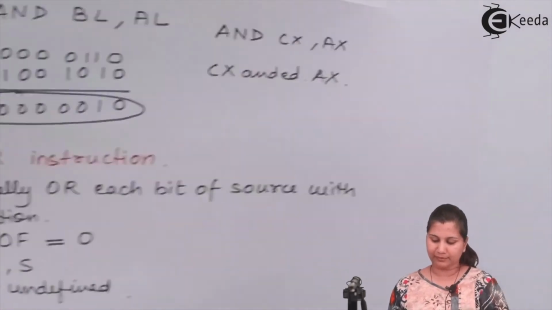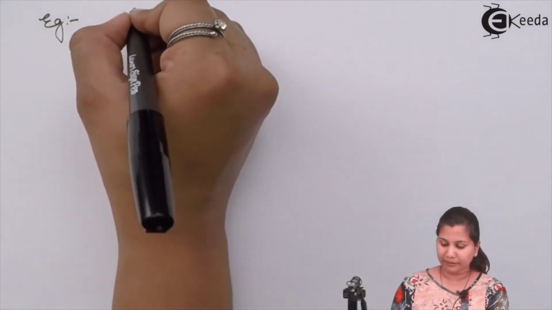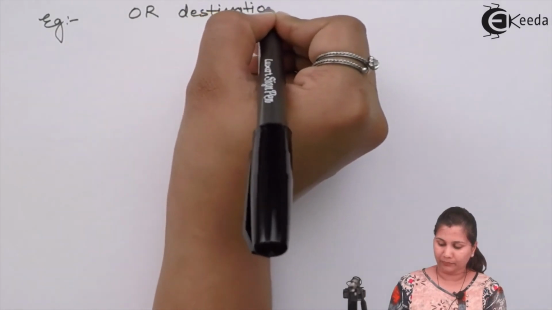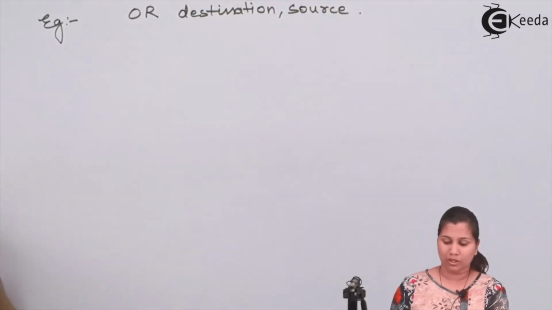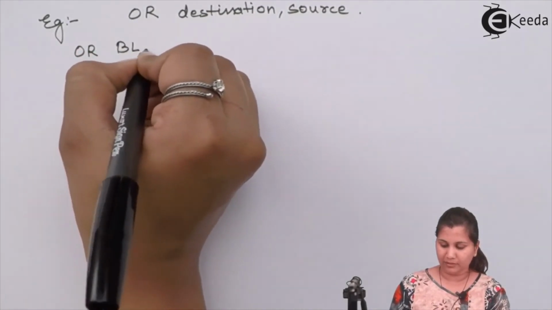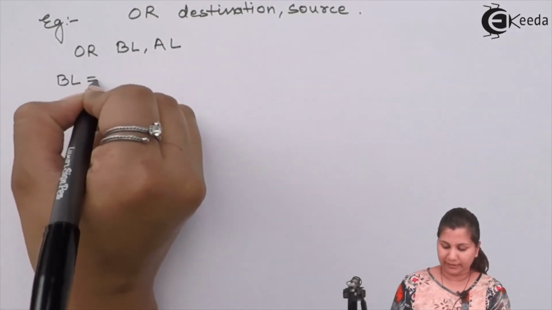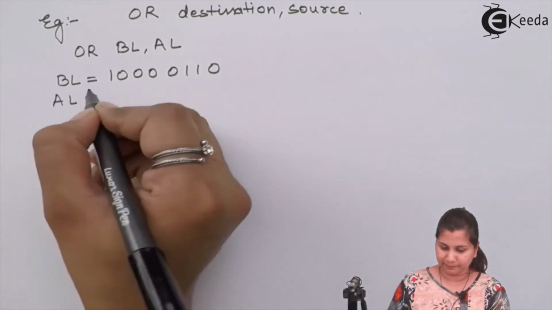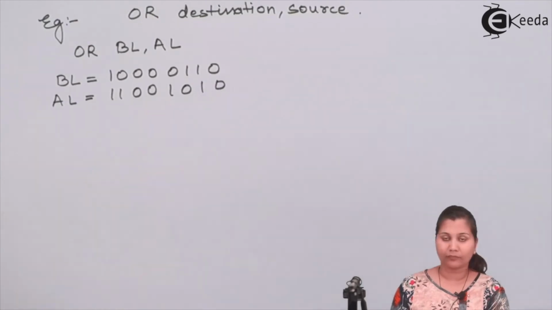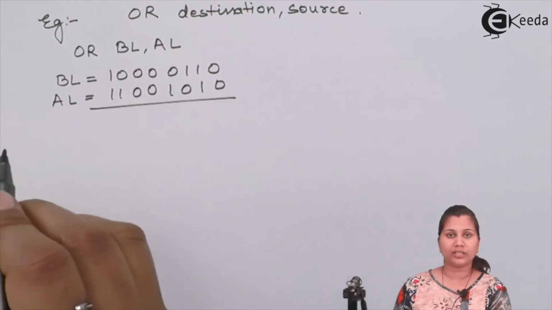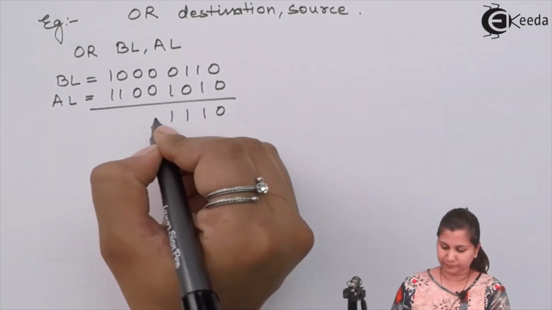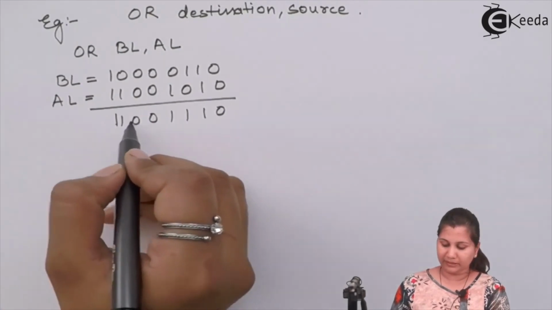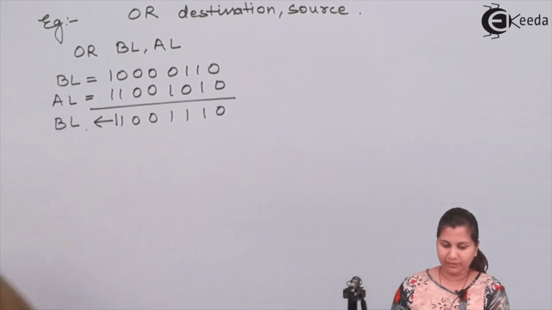So if we take the examples, its general format will be: we write the OR instruction, then the destination, and then the source. If we take the example OR BL, AL, suppose BL has the 8-bit data 10000110. These two registers will be logically ORed with each other. So we will have 1100 1110. This will be the result of this operation and it will be stored in the BL register.